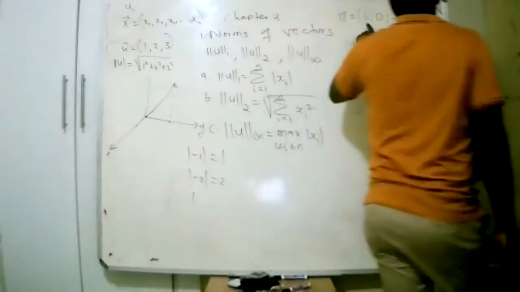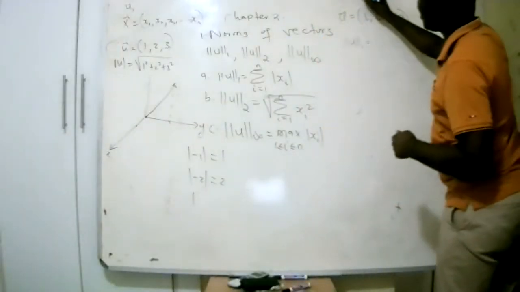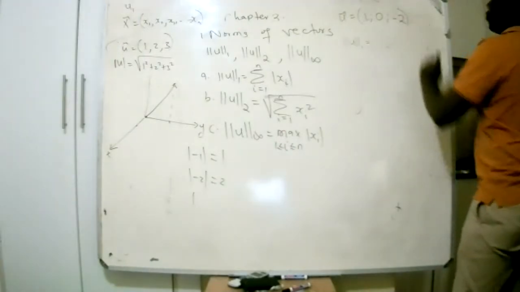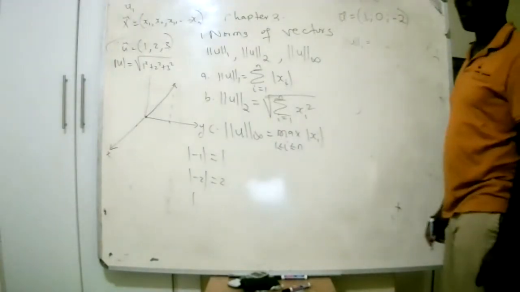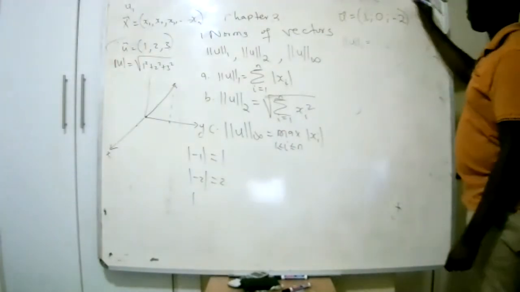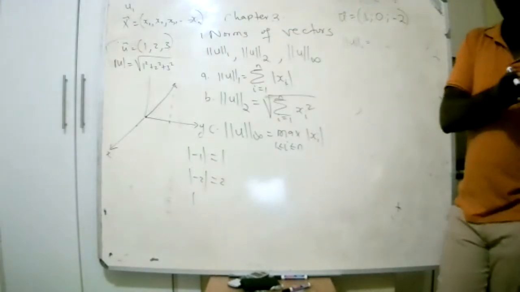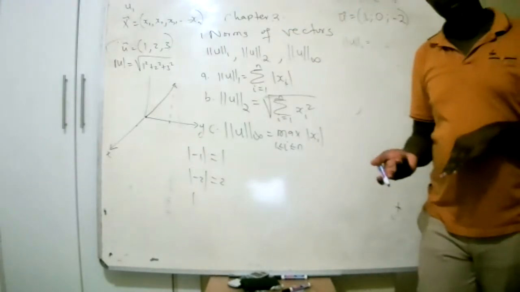So absolute of 1 is going to be 1. Absolute of 0 is going to be 0. But now absolute of -2, what are we going to have for absolute of -2? We're going to have a 2 because absolute changes -2 to positive.